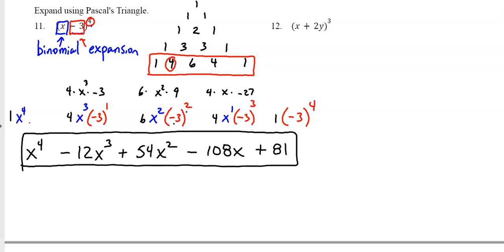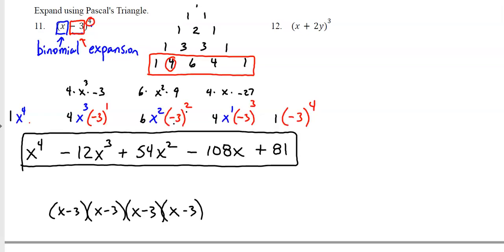Now, you could expand this by hand. You know, you could just multiply x minus 3 times itself 4 times. The issue is there's a lot of chances to make an error, and it's going to take a lot of room up. When you get better with expansion, it will be faster. Maybe not in the very beginning, but it is a nice little shortcut to have in your toolbox. All right, number 12.